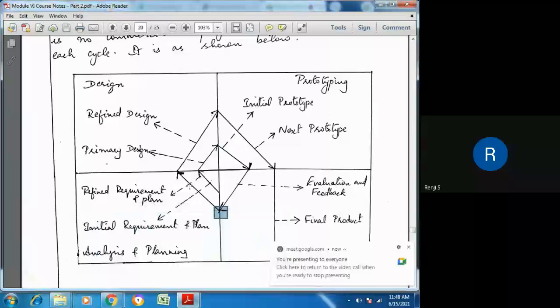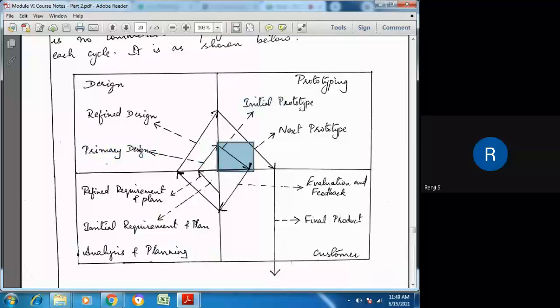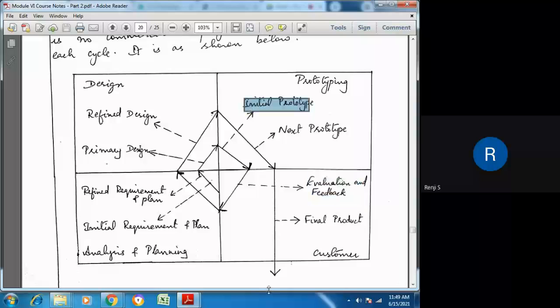Okay, Amrita. So this is the first loop, starting from the first phase, the analysis and planning phase. In the analysis and planning phase, the first step is setting up the initial requirements and plan. After setting up the initial requirements and plan, it goes to the next phase, the design phase, and carries out primary design. Then after the primary design, it goes to the prototyping phase and generates the initial prototype. After generating the initial prototype, it goes to the fourth phase, the customer evaluation phase, and evaluation and feedback is carried out for the initial prototype that has been built. So that is one loop.